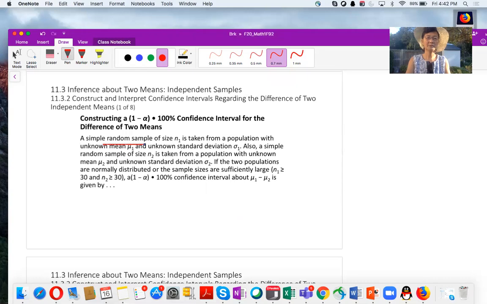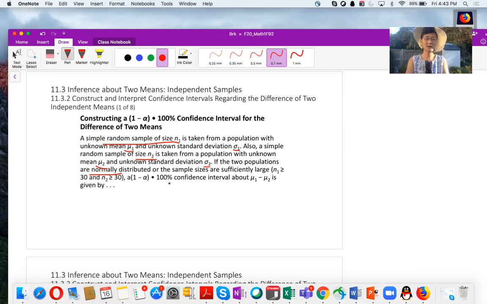Assume a random sample of size N1 is taken from a population. The population mean is mu1, which we don't know. The population standard deviation sigma 1, we don't know. Now we have another sample, of size N2, taken from another population with mean mu2 and standard deviation sigma 2. And we sometimes naturally assume those 2 populations are normally distributed, or the 2 populations have large sample sizes.